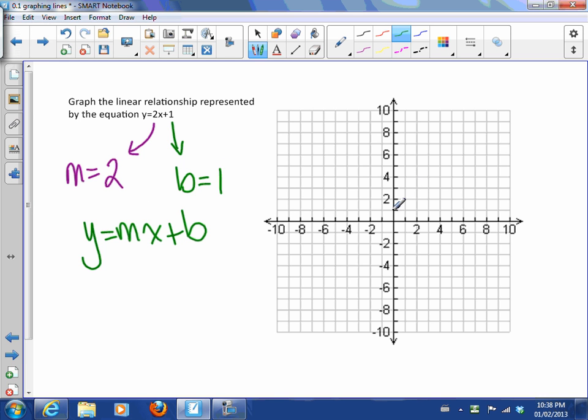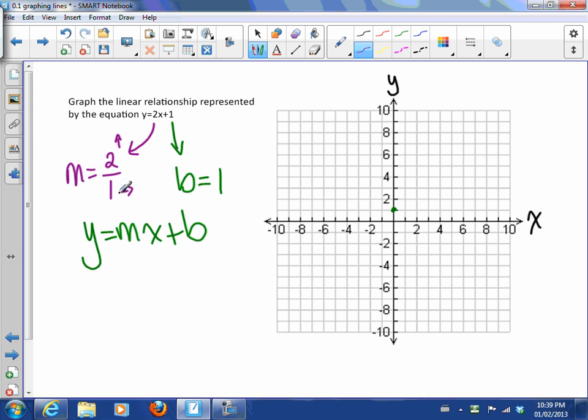Well, if b is 1, it means that I could put a point down on the y-axis. So this is y, this is x. I can put a point on the y-axis because it's my y-intercept, and then from there I can use this 2 as rise over run. Now I also need you to remember that a slope is always a fraction, a ratio of rise over run. So if it's just the number 2, that's the same as the fraction 2 over 1. So this means that we're going to go up 2 and over 1.